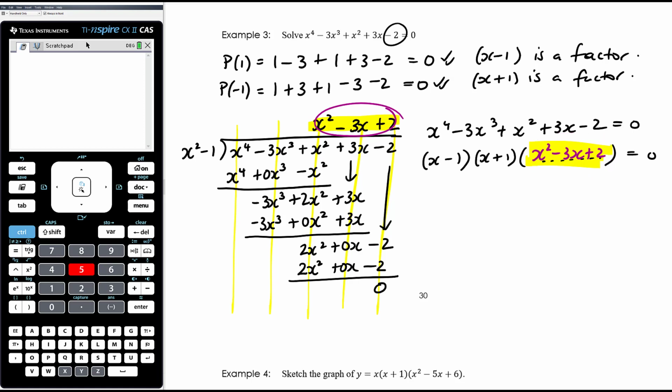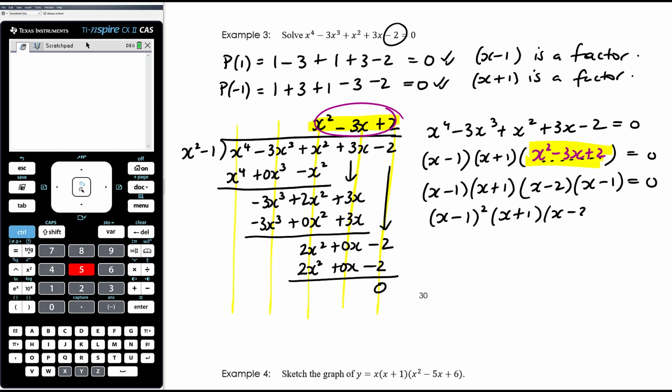And then we can look at factorising that quadratic. So we've got x minus 1, x plus 1. Factors of 2 that add up to negative 3. It's going to be x minus 2 and x minus 1. So actually fully factorised, we've got that repeated factor, x minus 1 squared times x plus 1 times x minus 2 equals 0. So we're trying to solve.